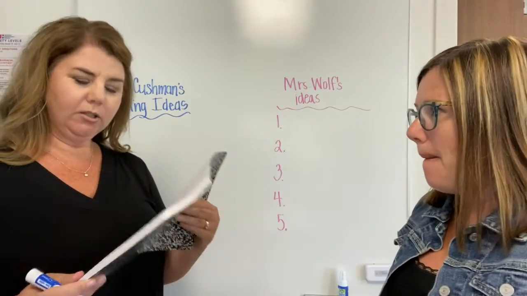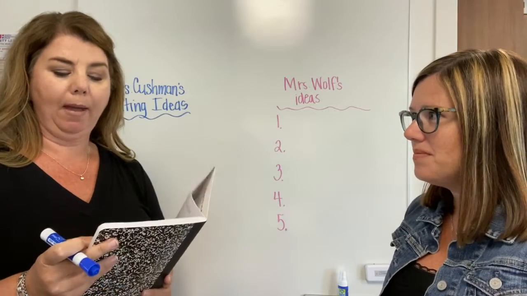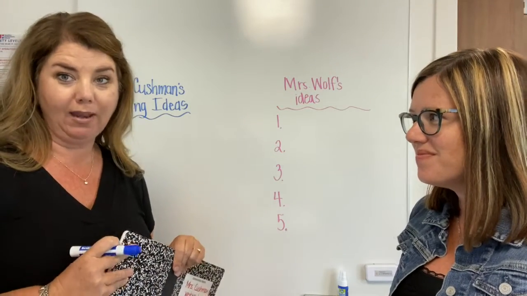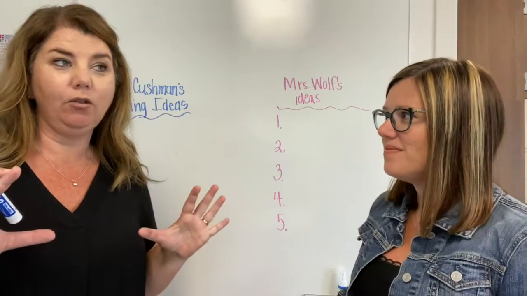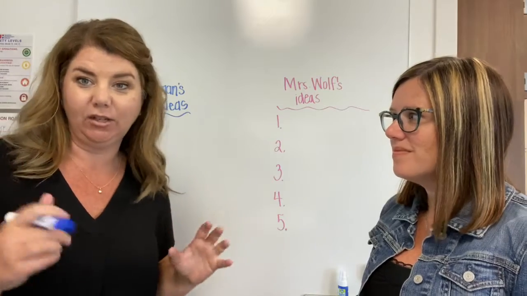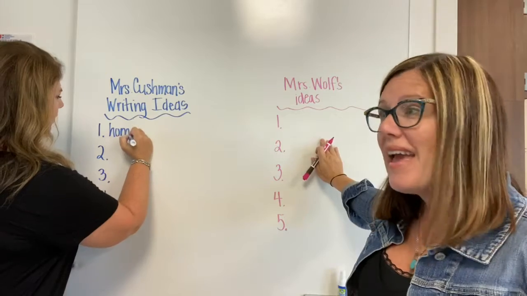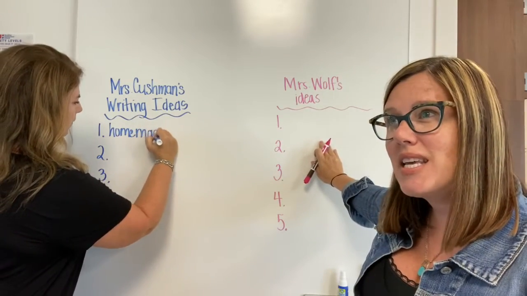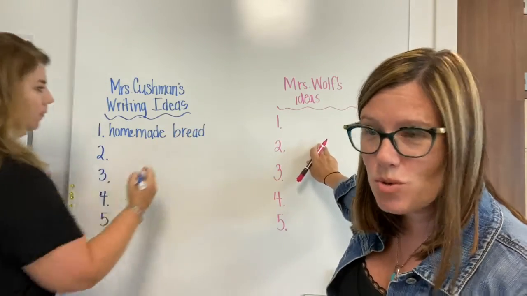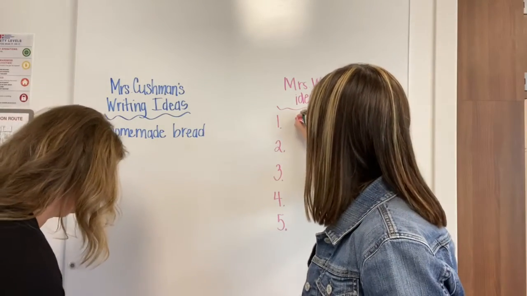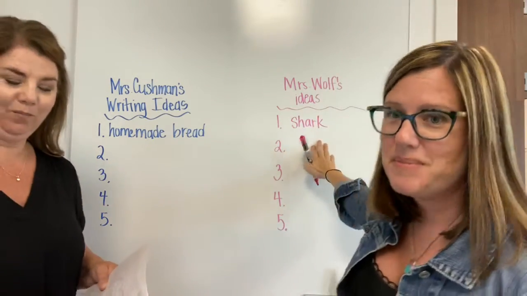All right, so I'm going to start, and I'm going to look at my heart map. And I think I could tell you a story about my mom's homemade bread, because my mom makes the most delicious homemade bread, and I could definitely tell you what it's like to be in the kitchen. Okay. And I have an idea that came off of my person, place, thing, animal map, and it is the shark story. And so it's a terrifying shark story that I can't wait for you to read.